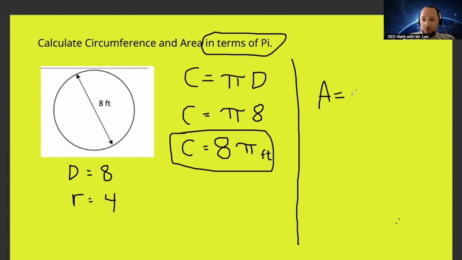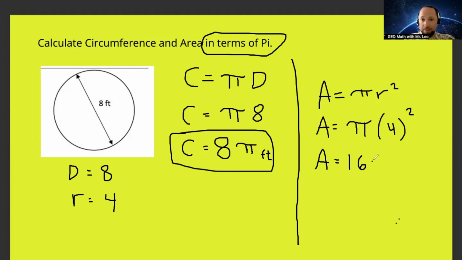Area is pi r squared. All right, pi, we're gonna keep it as pi. Don't use 3.14. Radius in this case is 4. That's gonna be 4 to the second power. All right, what is 4 to the second power? That's 16. You're gonna rewrite this as 16 pi, and we're done.